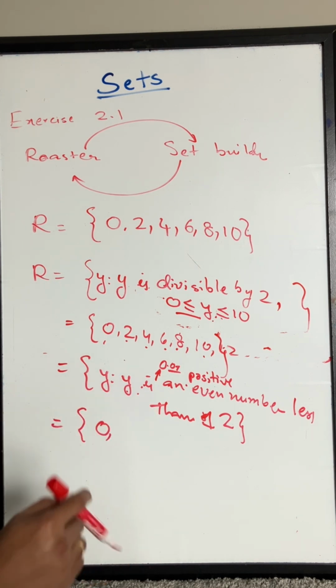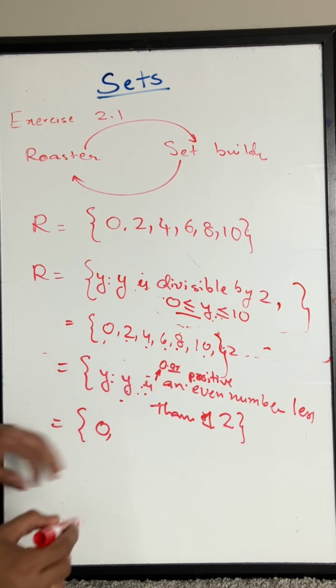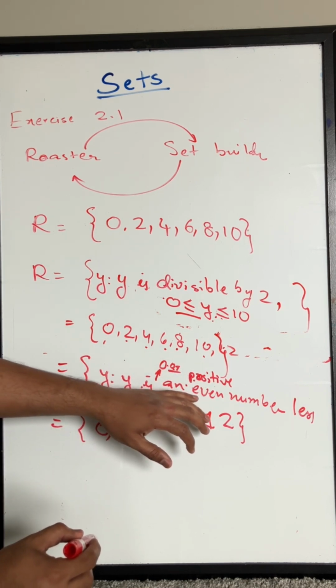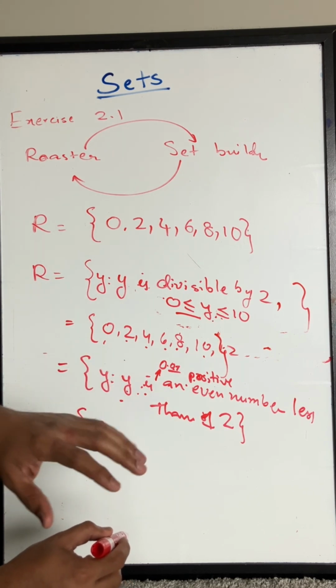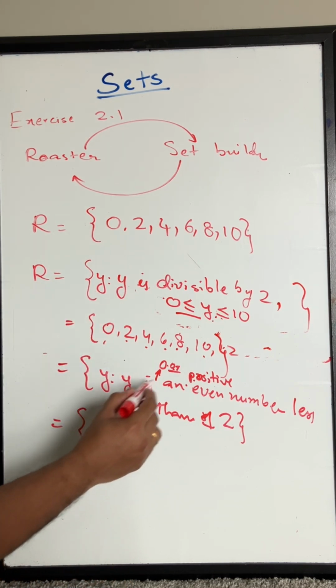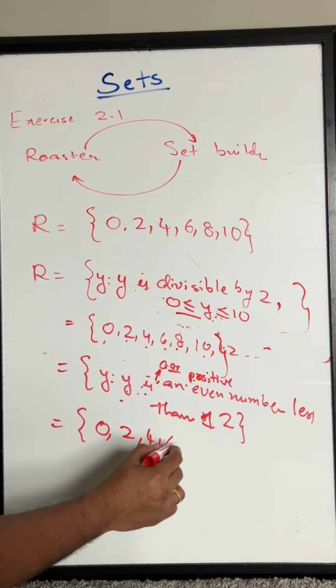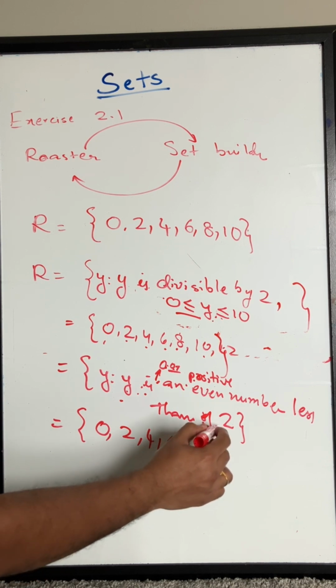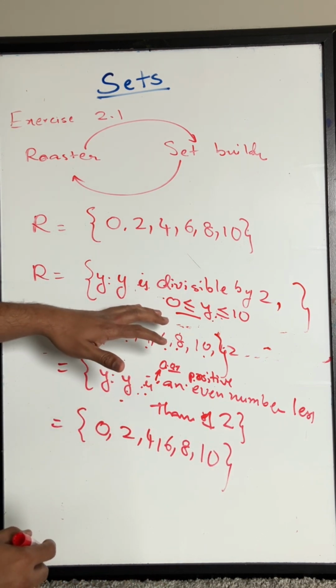So likewise I'm defining y is 0 or positive even number less than 12, less than, not less than or equal to, less than 12 only. So y is 0, good. Other even numbers are 2, 4, 6, 8, 10, less than 12. So I have to stop it. I can write like this.